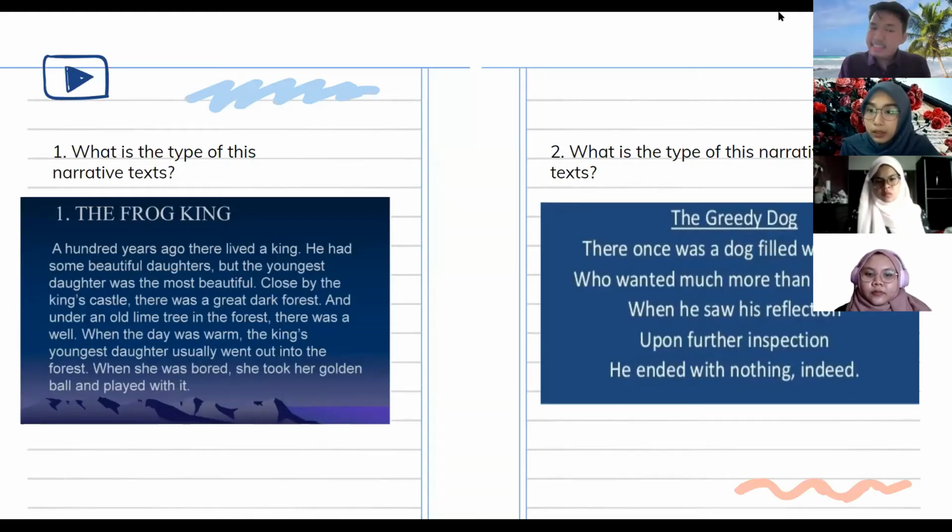So, have you done reading the text, class? Yes, sir. Okay, for question one, what is the type of this narrative text? It's fictional, right? Okay, very good. So why is it a fictional text? Can you give me any evidence for it? I think it is impossible for a frog to be a king. Yeah, good answer.